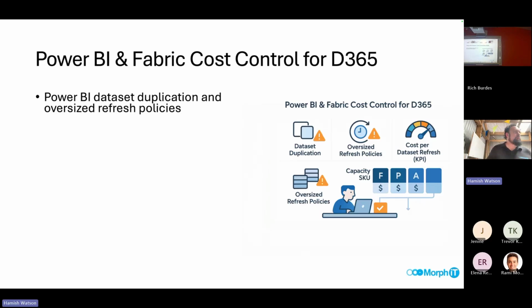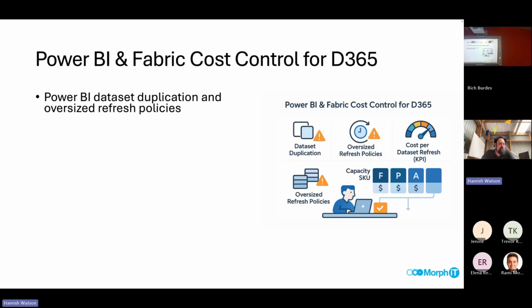Power BI and Fabric cost control. So I'm a data platform MVP, but I'm also colorblind. So I don't do much with Power BI, or if I do, it's normally bar charts that are yellow and blue, because I can tell those ones. But yeah, I don't do much with Power BI. Fabric sort of brought me to the table now that it integrates with source control, and you can do some SQL database stuff in there.